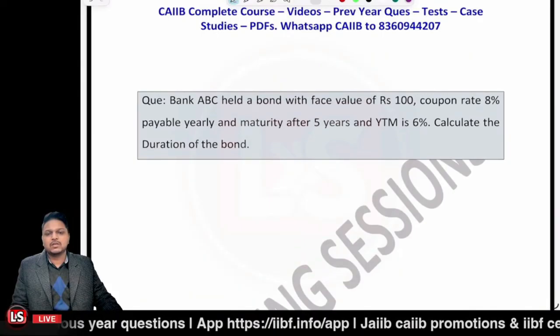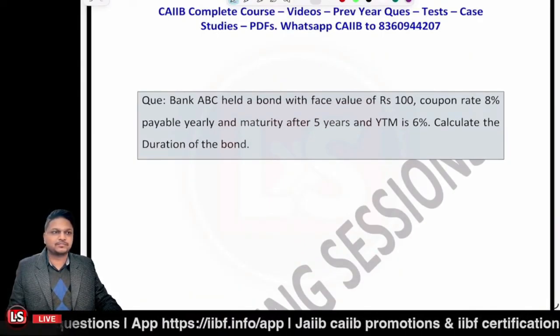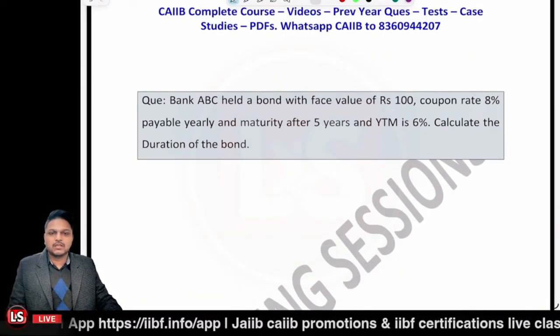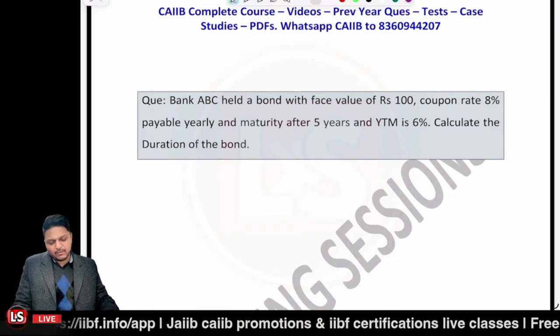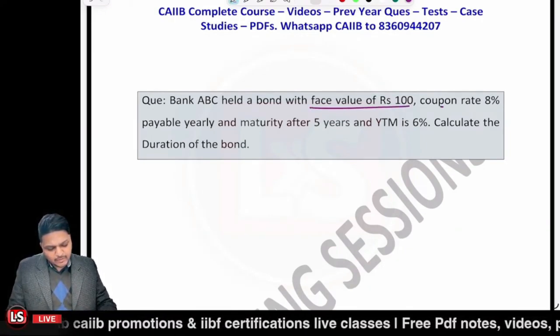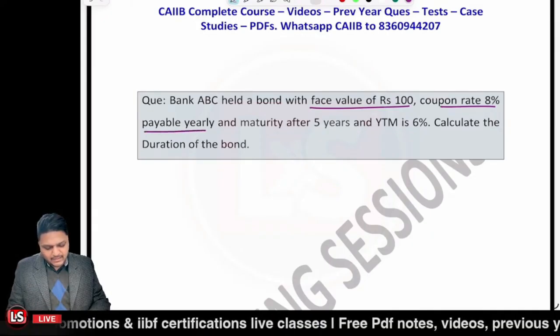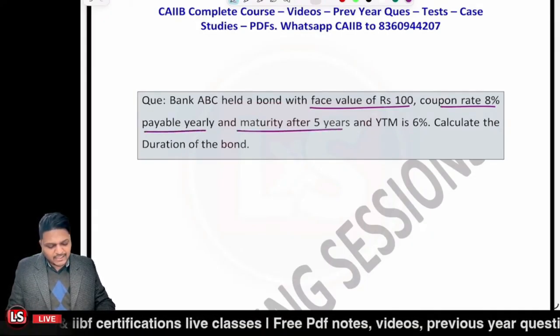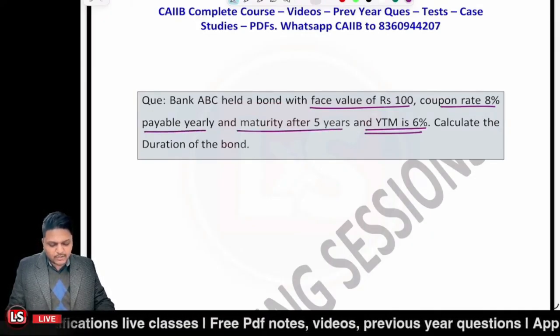Let's solve a question based upon it. So it says the bank ABC held a bond with a face value of rupees 100. Coupon rate is given to be 8%, paid yearly. Maturity after 5 years. YTM, yield to maturity, is given to be 6%. Calculate the duration of the bond.